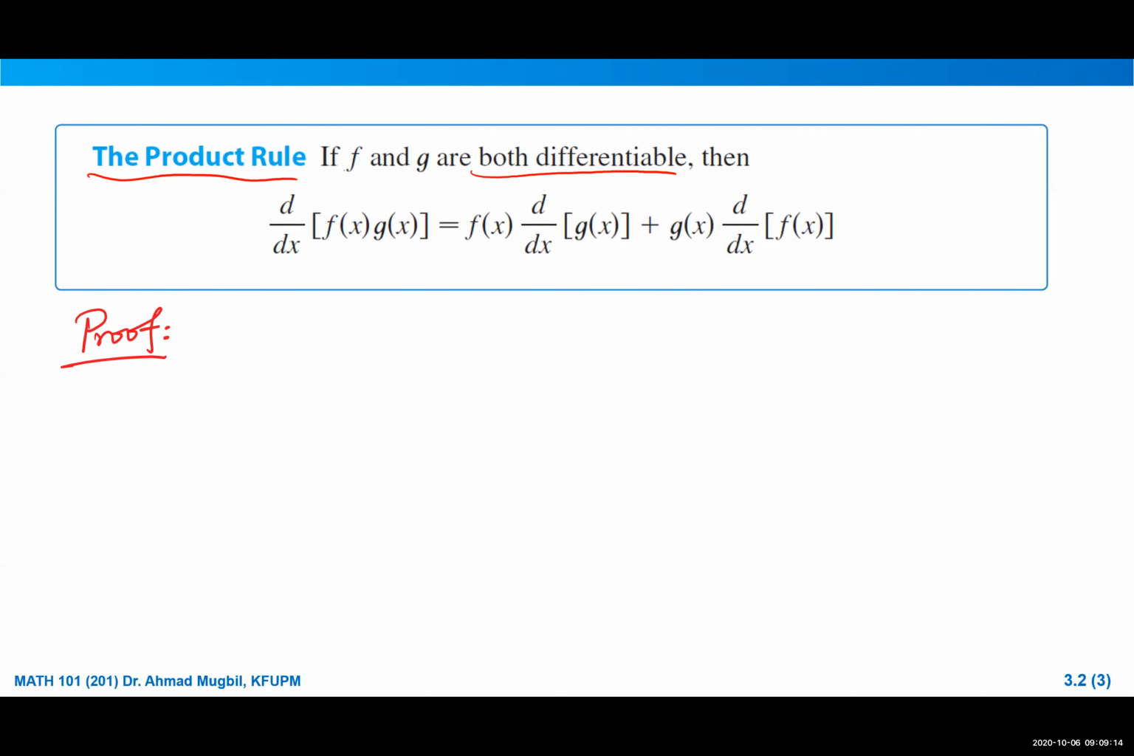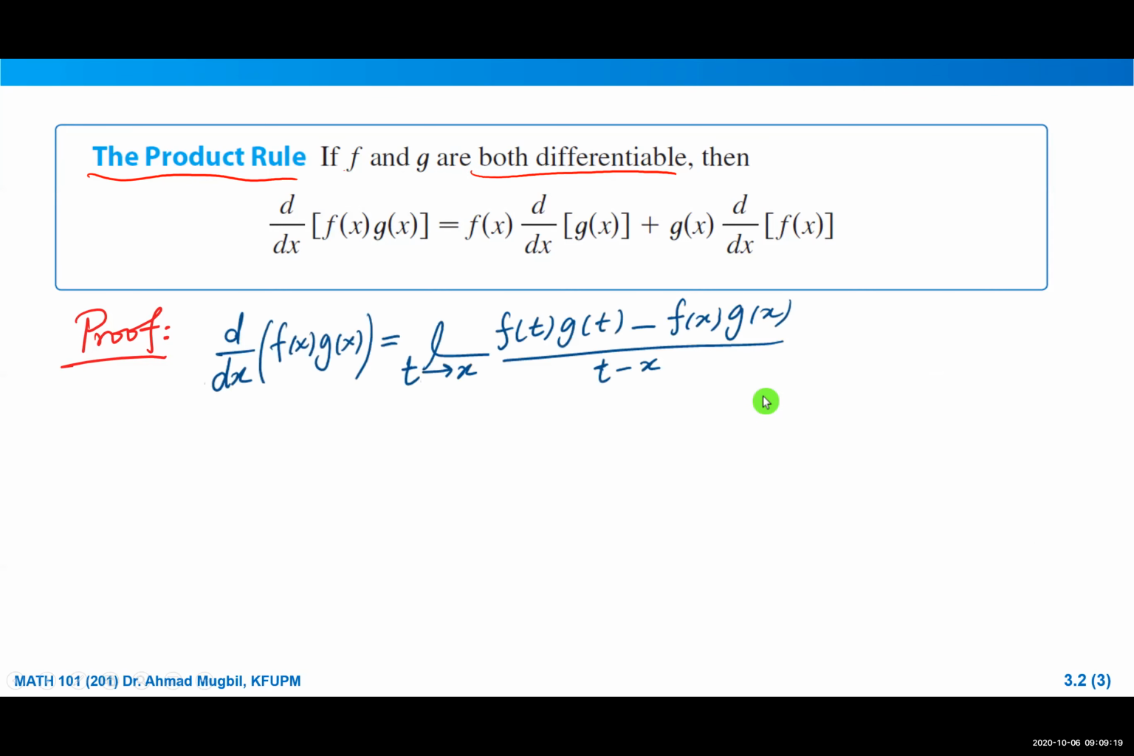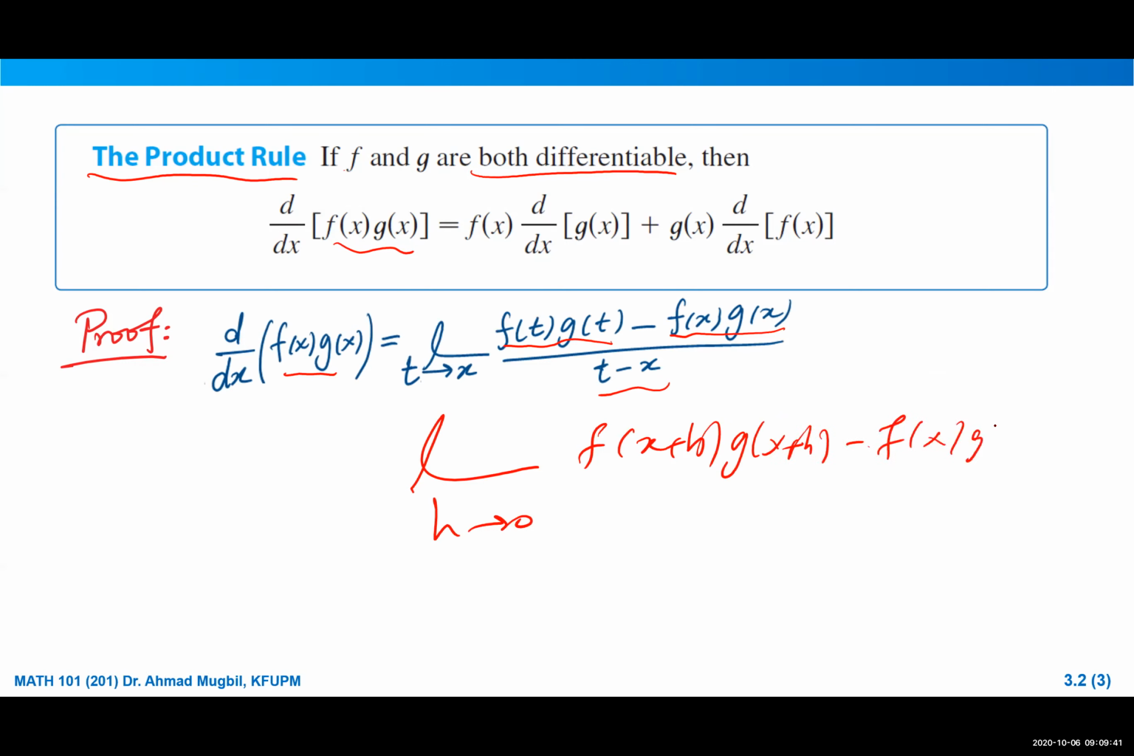The proof, Shabab, I have a very short and easy proof. How to prove it? You need to use the definition. This is my function, so the derivative of this function is the limit of the function at t minus the value of the function at x, over t minus x. You can also use the other definition, with h going to 0, if you remember that definition. It will be f of x plus h times g of x plus h minus f of x g of x, over h, when h goes to 0. It is similar to this one.